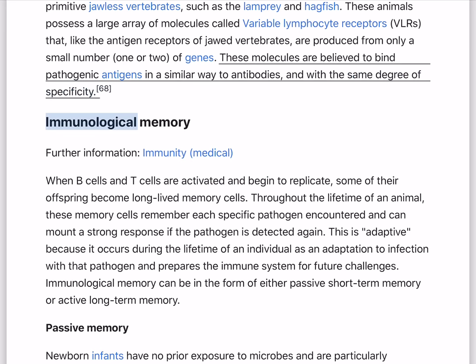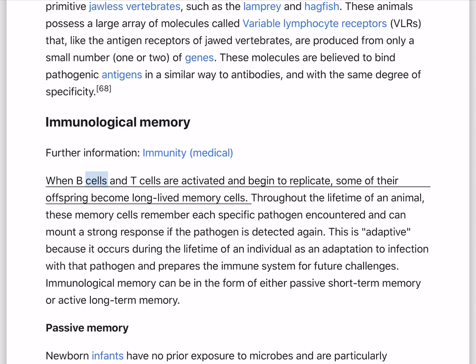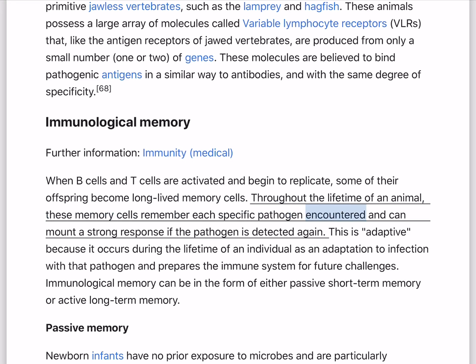Immunological memory. When B cells and T cells are activated and begin to replicate, some of their offspring become long-lived memory cells. Throughout the lifetime of an animal, these memory cells remember each specific pathogen encountered and can mount a strong response if the pathogen is detected again.